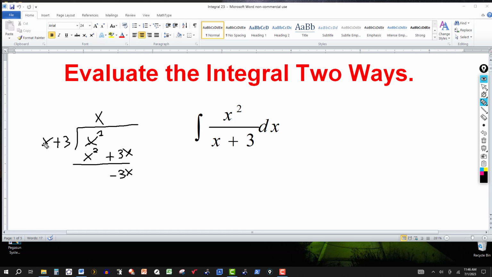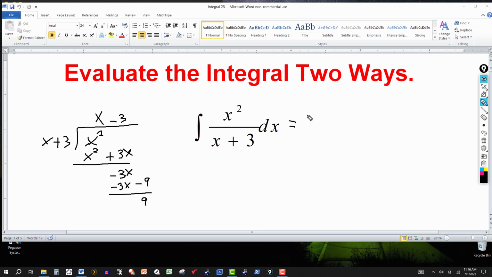So repeat this, x into minus 3x is a minus 3, and minus 3 times x is minus 3x. Minus 3 times 3 is minus 9, and then here we subtract. We get minus 3x, subtract minus 3x cancels, goes to 0, and then 0 subtract the minus 9 is a plus 9. So we stop, and we get a remainder of 9.